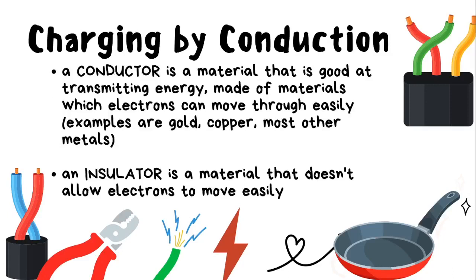A conductor is a material that's good in transmitting energy and is made of materials which electrons can move through easily, such as gold, copper, and most other metals. Insulators, on the other hand, are materials that don't allow electrons to move easily. Usually, electric wires are made up of a conductor wrapped in an insulator like plastic to prevent the flow into other conductors such as your body for safety.